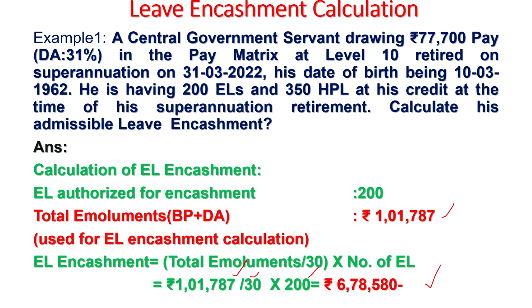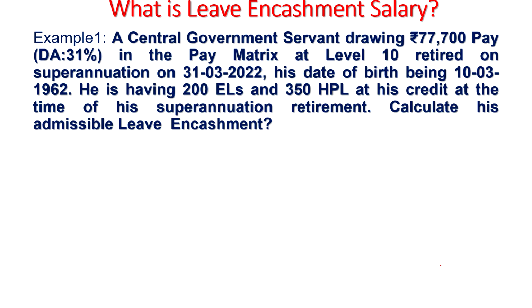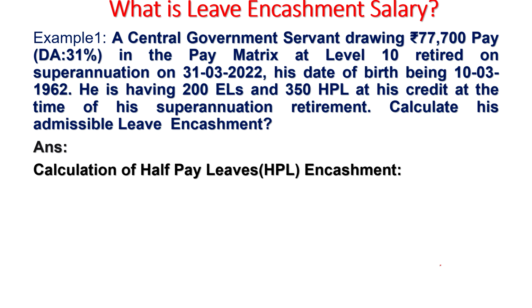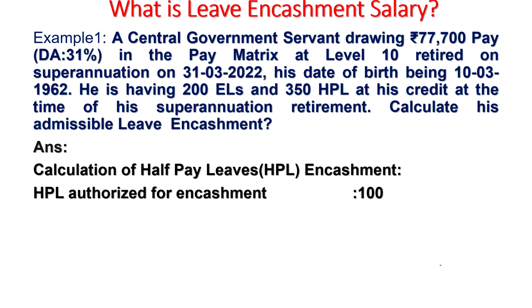Anyhow, we have the HPL encashment also, as we have seen earlier, because EL plus HPL cannot go beyond 300. We have seen here in this case the EL is less than 300, so we can even encash the HPL to the extent of a total of EL plus HPL of 300. So now we will see that calculation also, the calculation of half pay leave encashment.